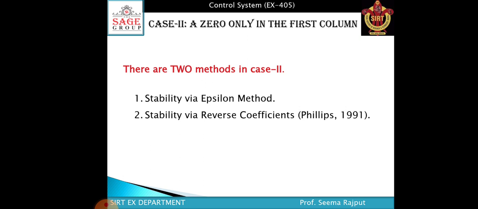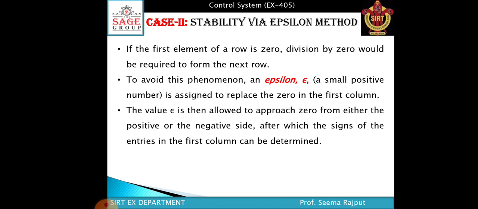So in case 2, a 0 appears only in the first column. If a 0 is produced in the first column, we have to solve it with two methods. So there are two methods in case 2. The first one is stability by epsilon method and the second one is stability by reverse coefficients. If the first element of a row is 0, division by 0 would be required to form the next row. So that is case 2, that is stability by epsilon method.